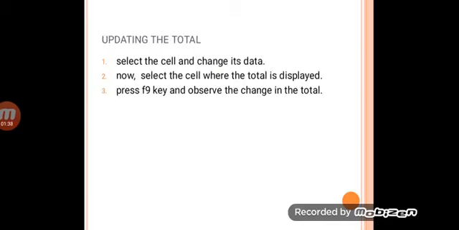Now I again repeat the steps for updating the total. Step 1. Select the cell and change its data. Step 2. Now select the cell where the total is displayed. Press the F9 key and observe the change in the total.